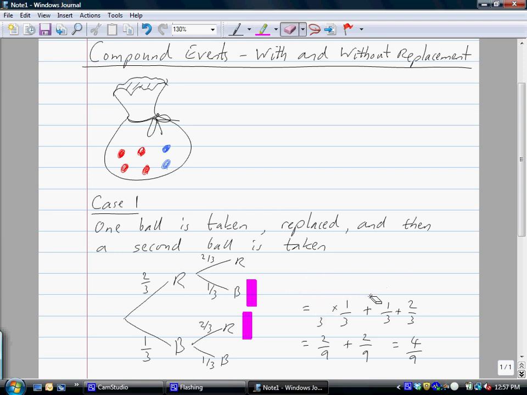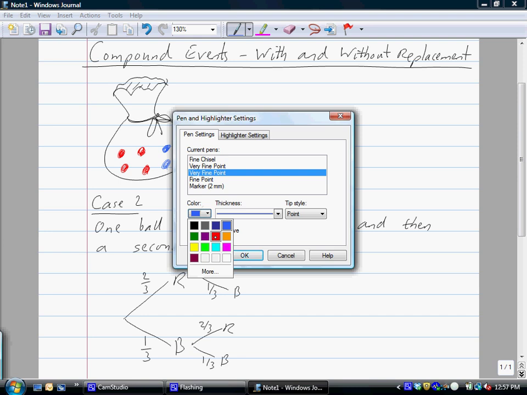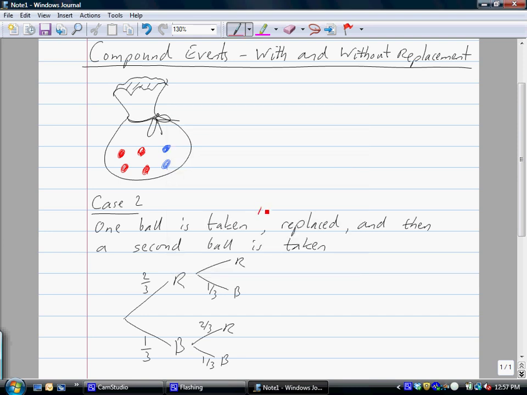Okay, now this is a simple case because I'm putting them back so the situation doesn't change. Now, if I now do it, I've changed this to case 2. Okay, case 2, 1 ball is taken, and then it's not replaced. Okay, let's change the problem slightly. Not replaced, and then the second ball is taken.